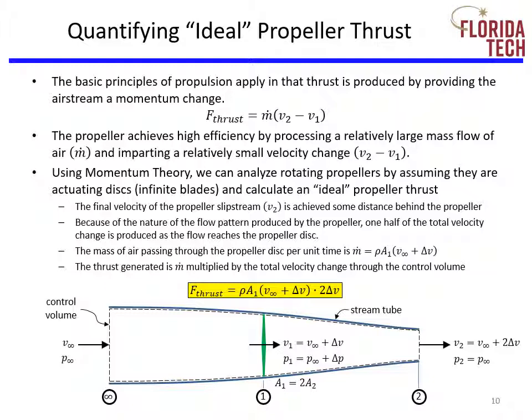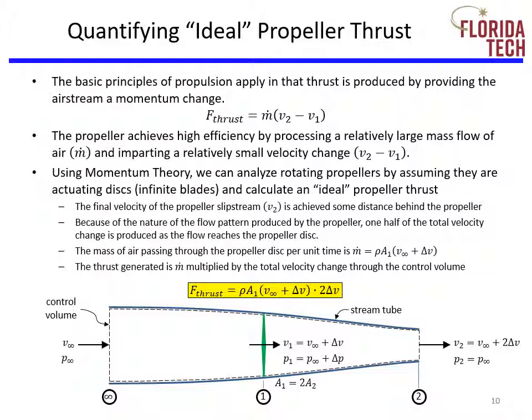The basic principles of propulsion apply in that thrust is produced by providing the airstream a momentum change. The propeller achieves high efficiency by processing a relatively large mass flow of air, or mdot, and imparting a relatively small velocity change, v2 minus v1. Using momentum theory, we can analyze rotating propellers by assuming they are actuating disks, basically with infinite blades, and calculate an ideal propeller thrust. The final velocity of the propeller slipstream, v2, is achieved some distance behind the propeller.